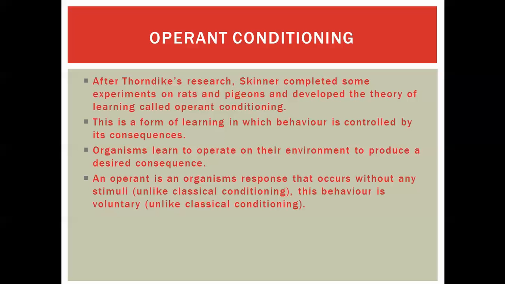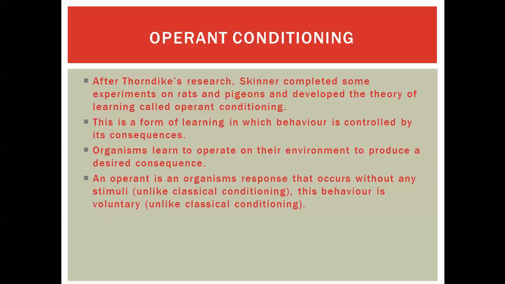So if you do something and you get a good consequence, you'll do it again. If you do something and you don't get a good consequence, then you probably won't repeat it. So you learn to manipulate your environment. The operant is the organism's response that occurs. And this behaviour is usually voluntary, which we'll talk about in terms of classical conditioning shortly.